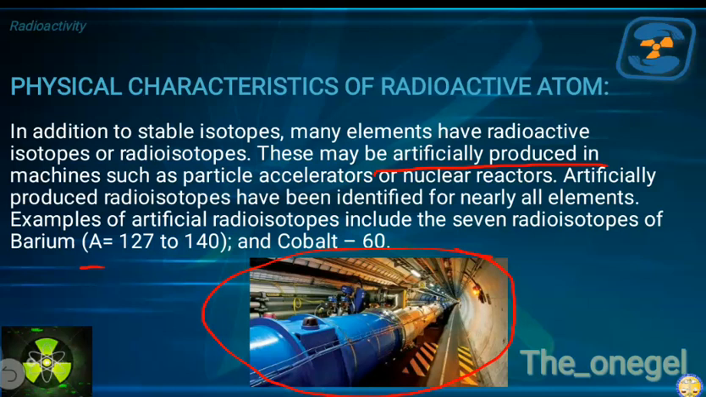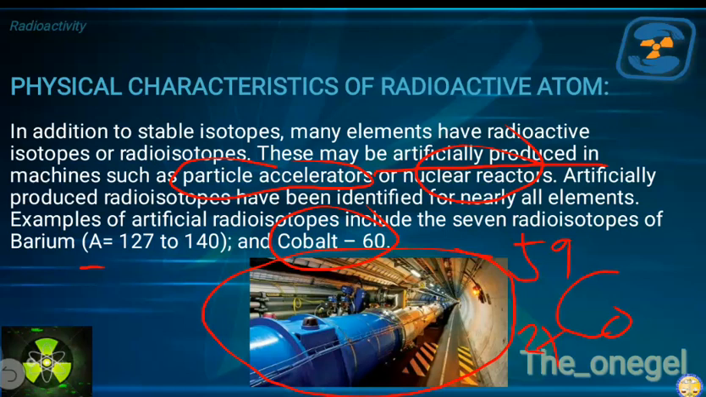Using the particle accelerators or nuclear reactors. Let's take for example cobalt-60. Cobalt is a byproduct of an artificially produced radioisotope. From cobalt-59, it is bombarded with neutrons.